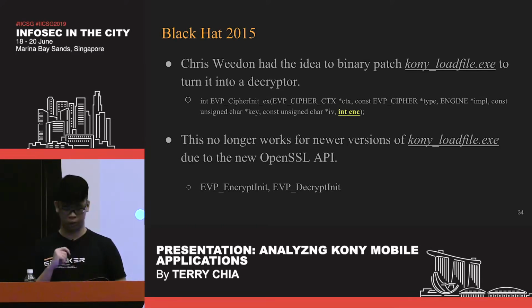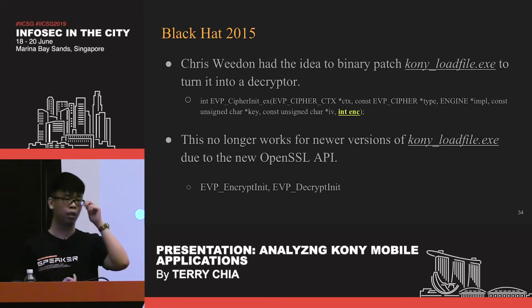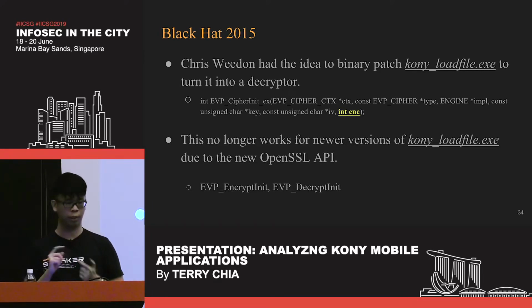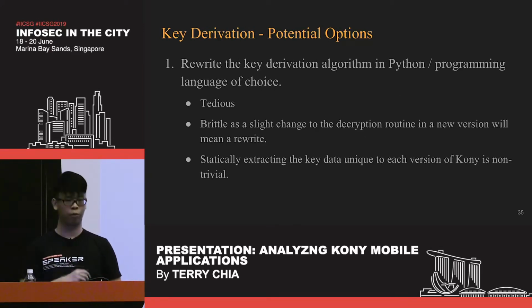However, this no longer works for newer versions of Kony because updates to that executable make use of a newer OpenSSL API, which has separate encryption and decryption functions. So you can no longer just binary patch a single byte in the executable to turn it from an encryptor to a decryptor. So we have to re-implement everything from scratch ourselves.